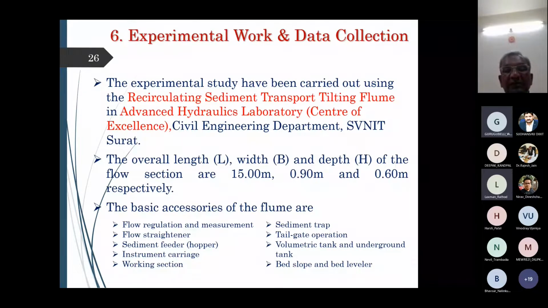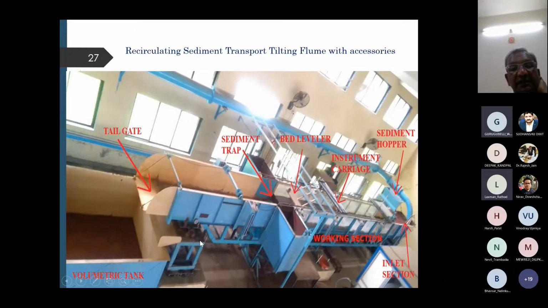Now I'm just going to describe more on that. What were the experimental setup which we had prepared in the Advanced Hydraulics Laboratory of SVNIT Surat. So total length L, then width B, and depth H. Length is 15 meter, width is 0.9 meter, and depth is 0.6 meter. This is the length of the flume. And this is the experimental flume we had with us. Okay, still we are having.